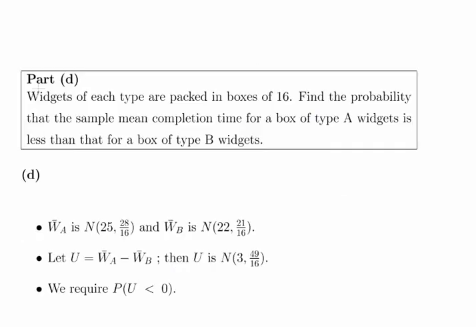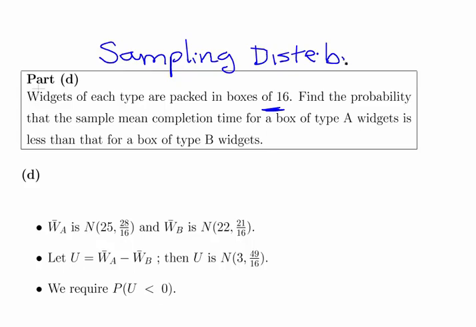Widgets of type D are packed in boxes of 16. Now if you see something like that, immediately think sampling distributions. Find the probability that the sample mean completion time for a box of 16 type A widgets is less than the box of type B widgets.